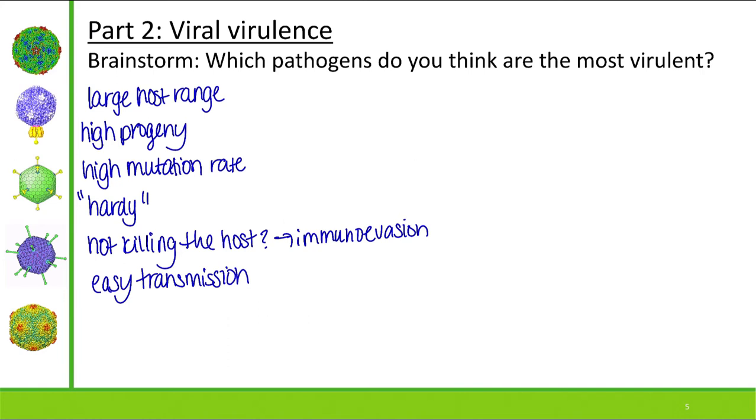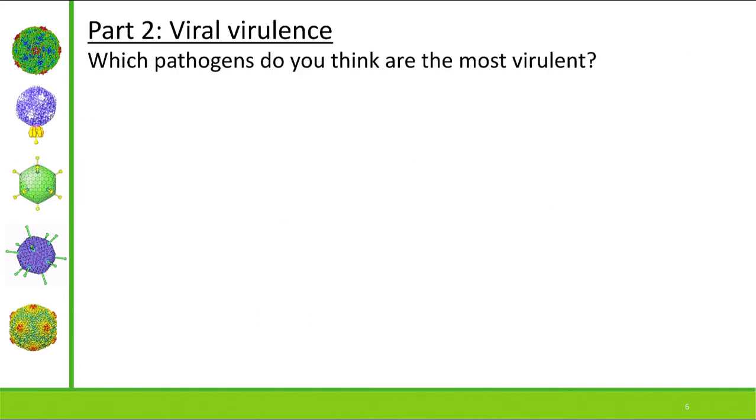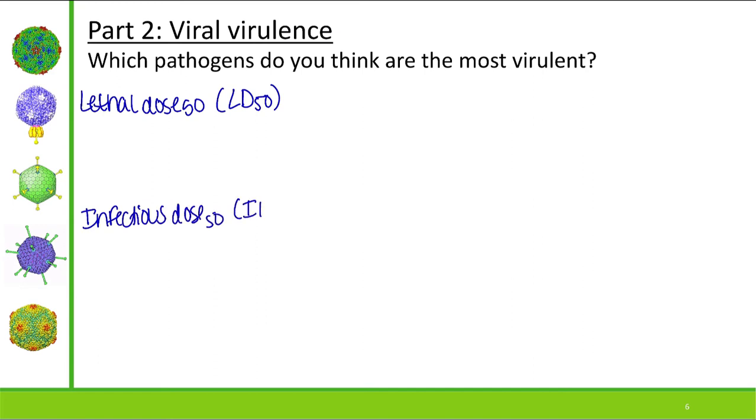So of course there are different metrics of looking at these things, and two of the metrics that people look at to help answer this question of which pathogens are the most virulent are the lethal dose 50, which is also referred to as the LD50, and the infectious dose 50, or the ID50. So we're going to define these, and then we're going to apply it to this question.